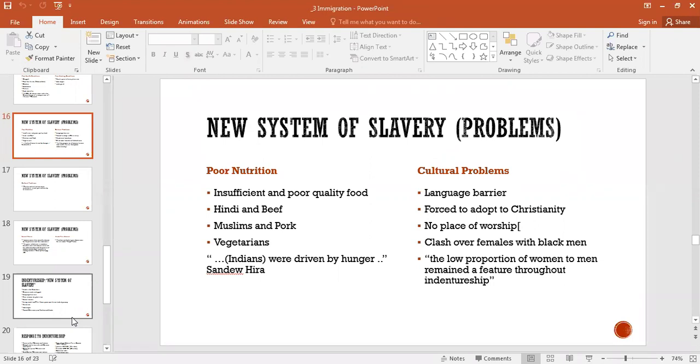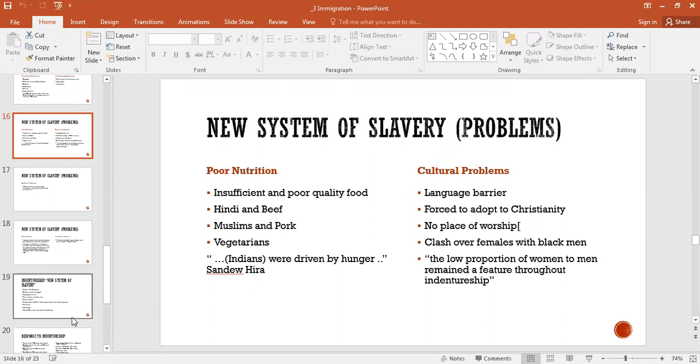And then another problem that is very important was the clash over females. So the Indians and the Chinese had a lot of war over the females with the black men.